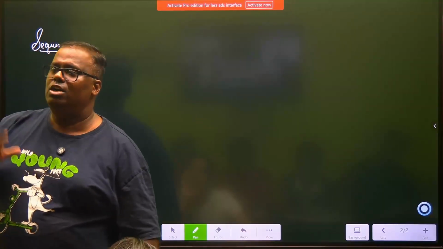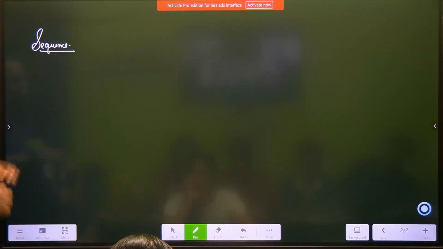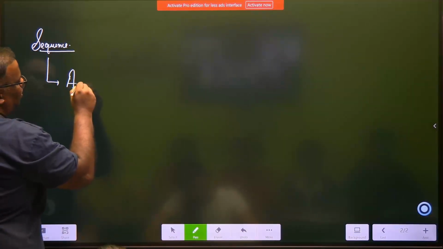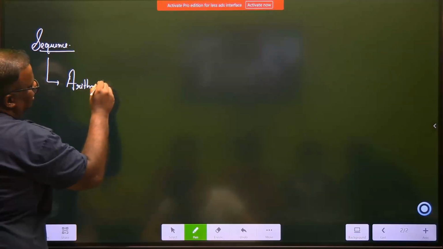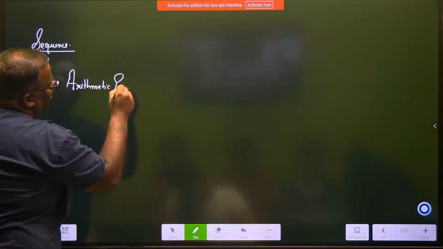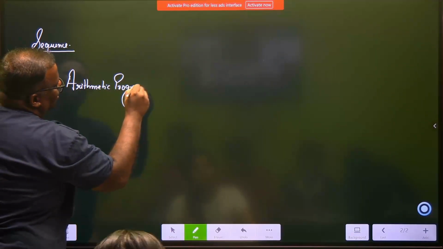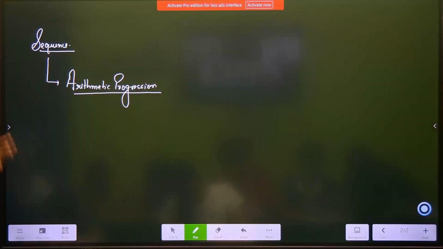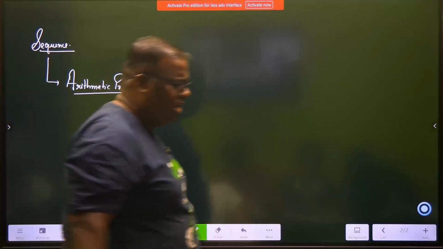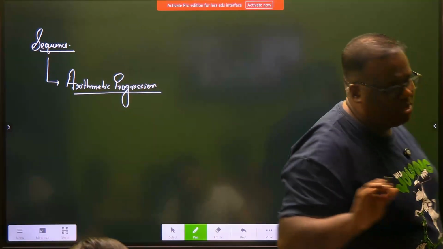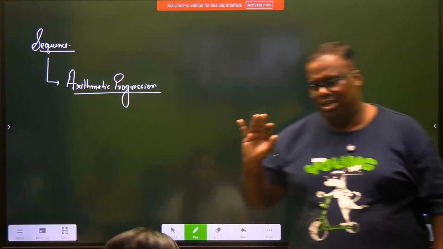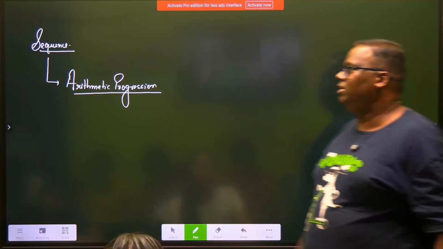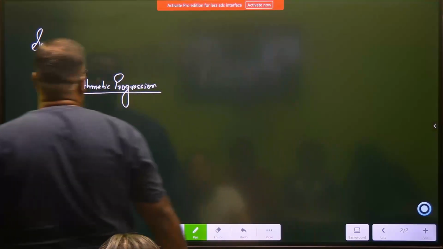So we need to learn about something called arithmetic progression. So one type of sequence is arithmetic progression. Okay? Very easy. In this chapter you can lose marks only if you make careless mistakes, like plus minus calculation mistakes, then only you will have an issue. So let's see what is an arithmetic progression.